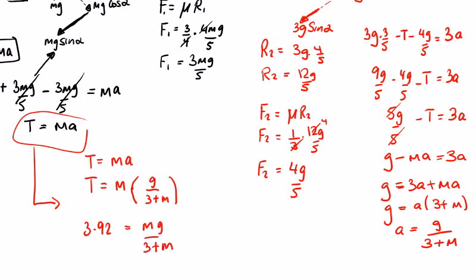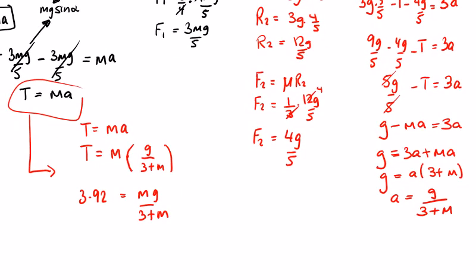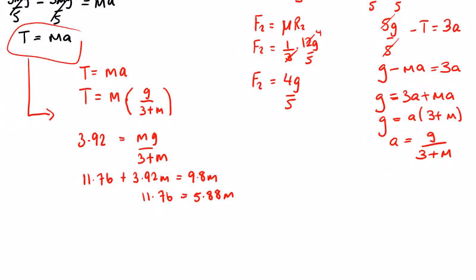We need to simplify down to get m on its own. If I cross multiply here, I get 3 by 3.92, which is 11.76, plus 3.92m, is equal to mg, so 9.8m. So 11.76 is equal to 9.8 minus 3.92, which gives me 5.88m, and this works out evenly, it's double that. So m is equal to 11.76 divided by 5.88, so the mass will be 2 kilograms.